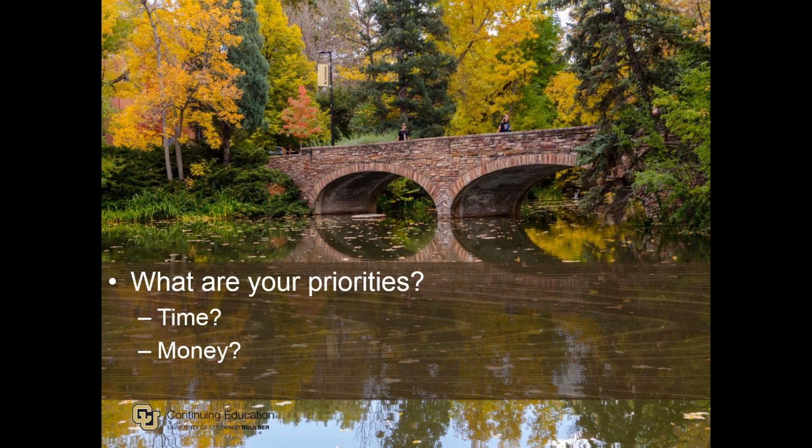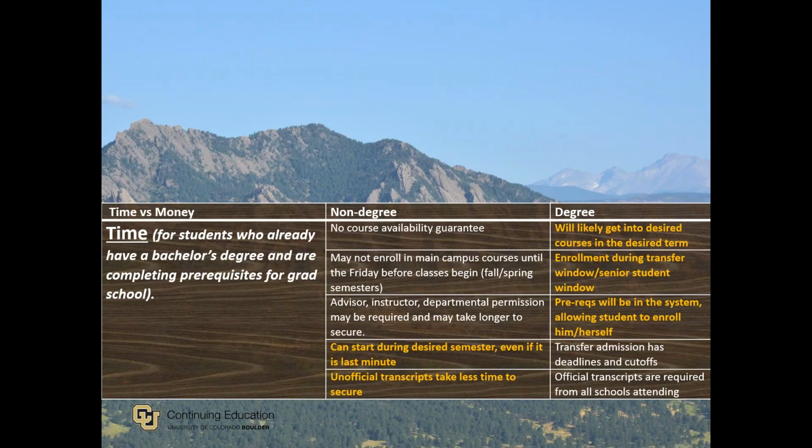Another question we encourage students to ask themselves is, what are your priorities? And the two biggest competing priorities for most students are time and money. Students should ask themselves if completing coursework as quickly as possible, typically as a full-time student, regardless of the price, or paying a lesser amount each semester, but taking longer to complete coursework, that would be typically as a part-time student, is a higher priority.